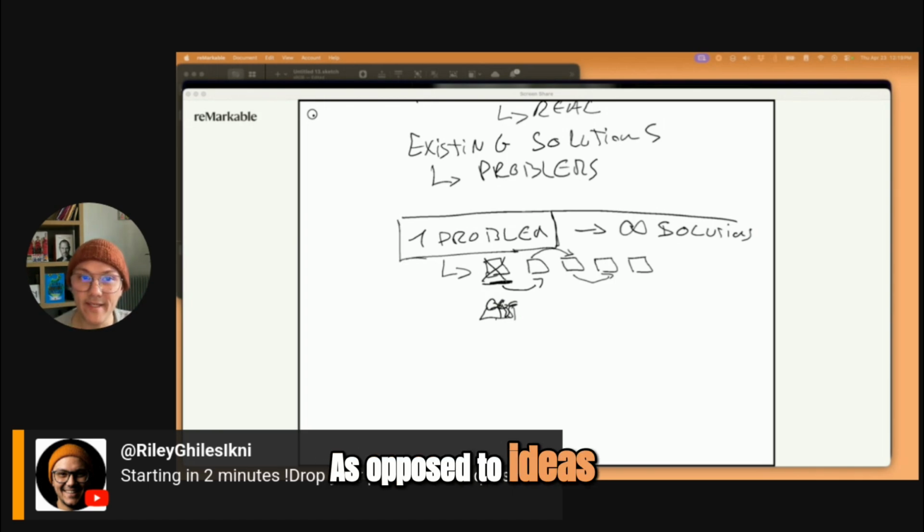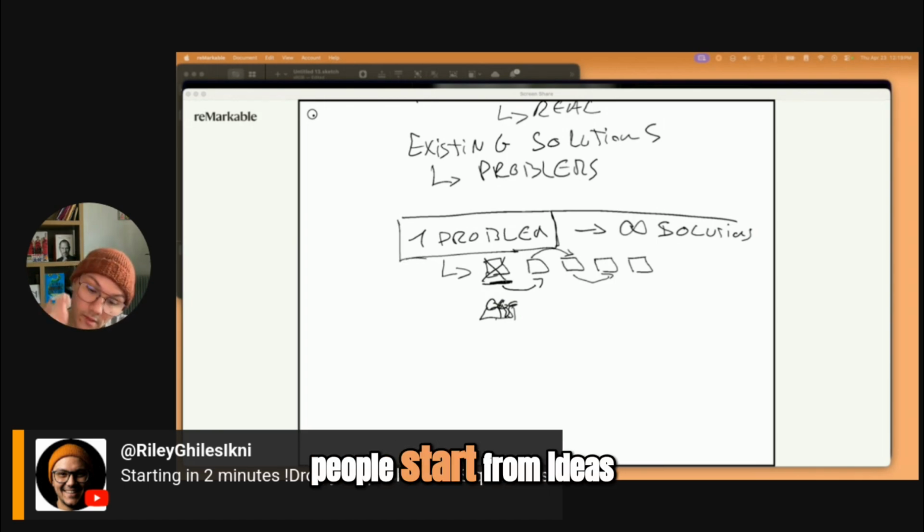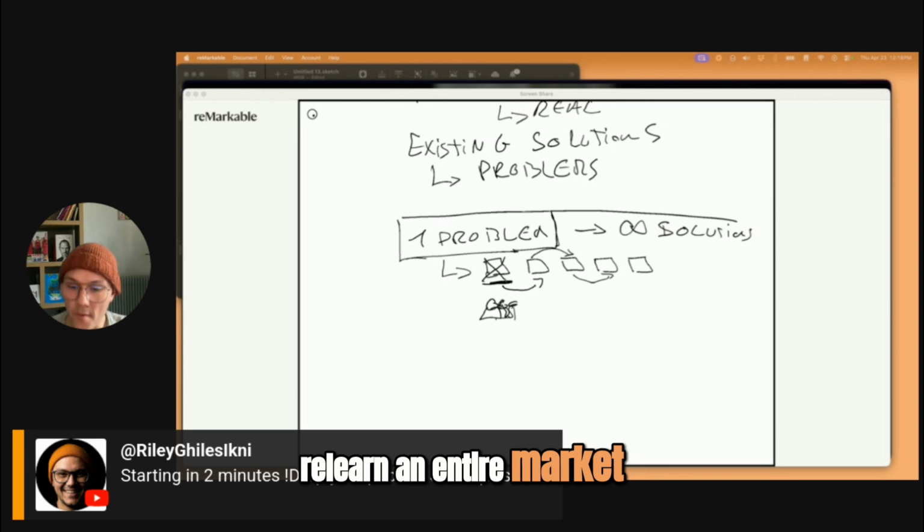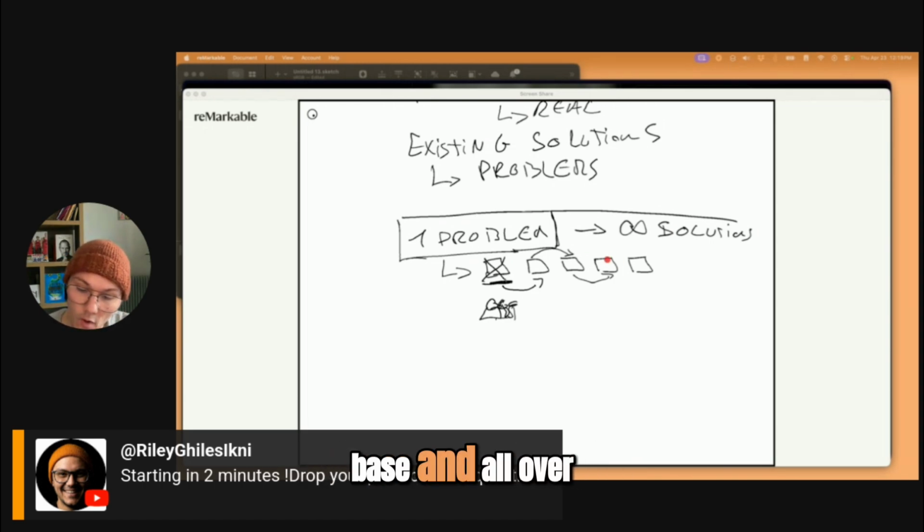As opposed to ideas, because I see when people start from ideas and they pivot to completely different ideas. So they have to relearn an entire market. They have to rebuild a customer or lead base all over again.